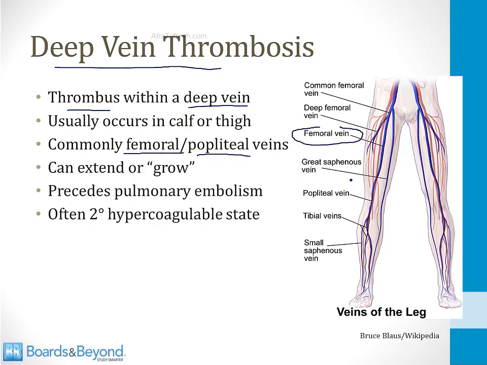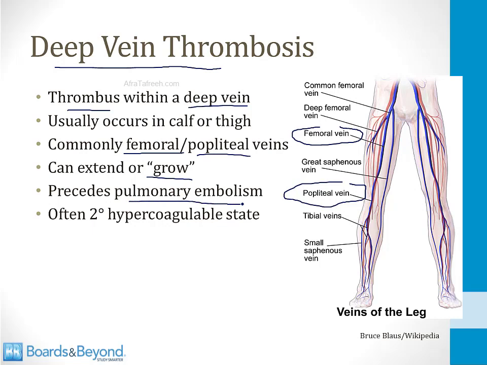Sometimes it is the popliteal vein, which runs behind the knee. It can also occasionally involve other veins. The reason that deep vein thrombosis is closely related to pulmonary embolism is because deep vein thromboses can grow and extend up towards the heart, and pieces of the DVT can break off and travel to the lungs, and this can cause a pulmonary embolism.